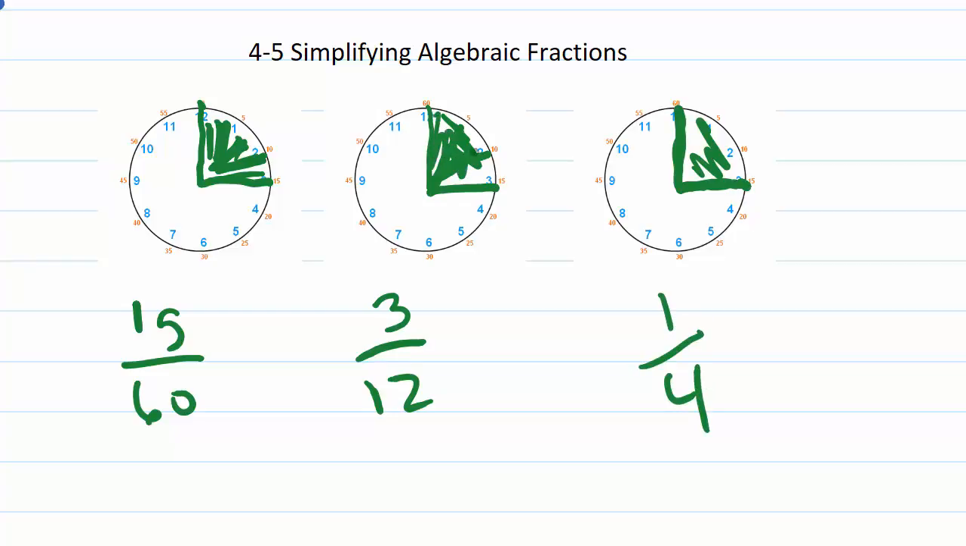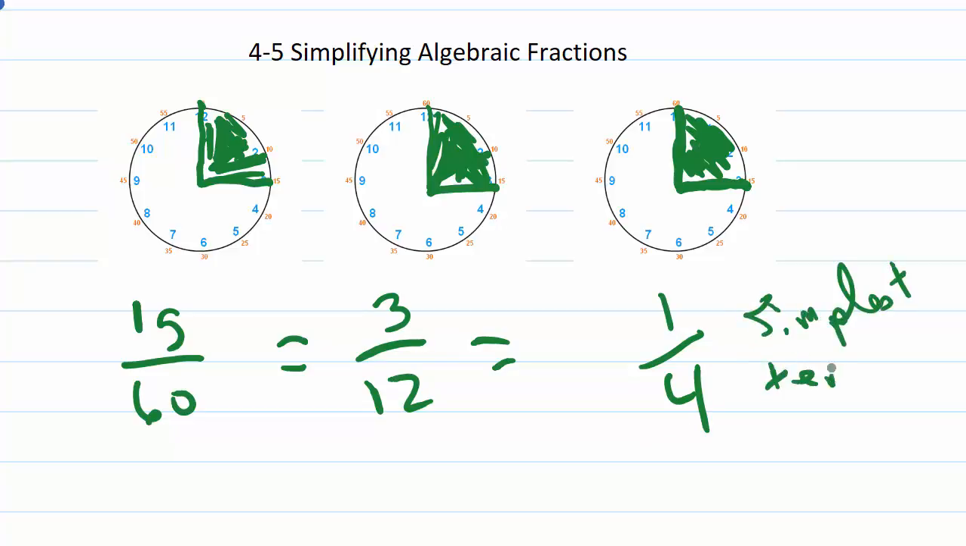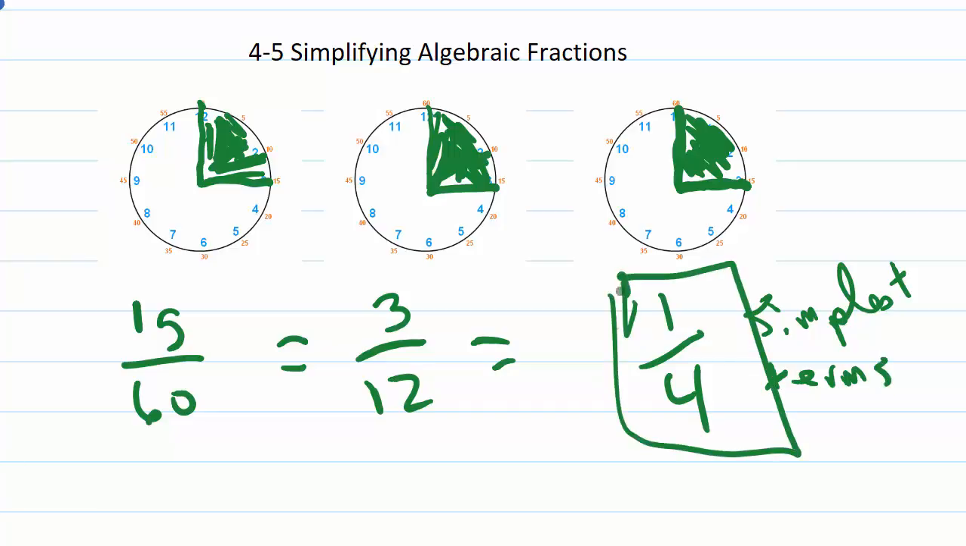So hopefully you can see that all of these three things are equivalent. Equivalent means they represent the same quantity. So they all represent the same portion of the whole. 15/60ths represents this much, so does 3/12ths, so does 1/4. We'll call this simplest terms, because this fraction, though they all mean the same thing, this fraction is what we're going to call reduced.